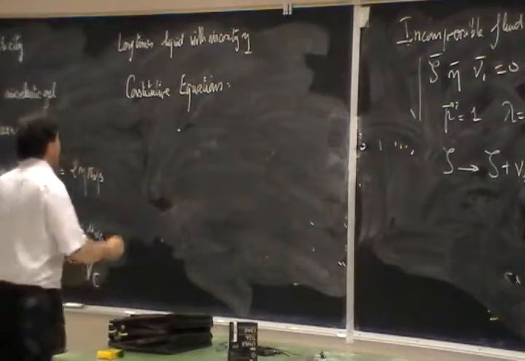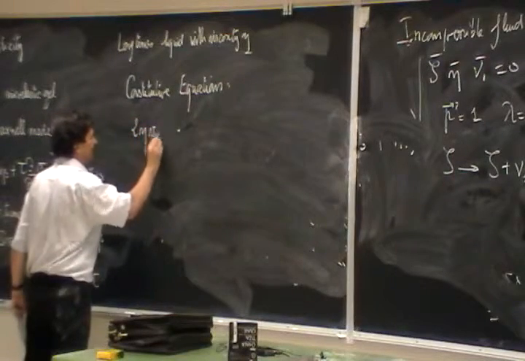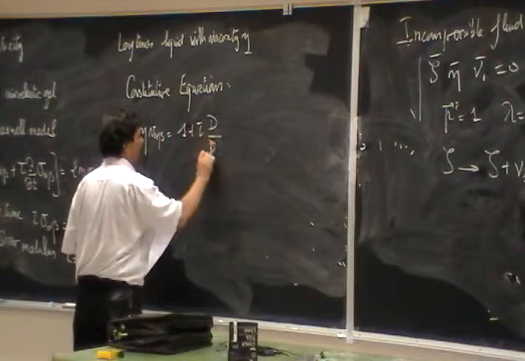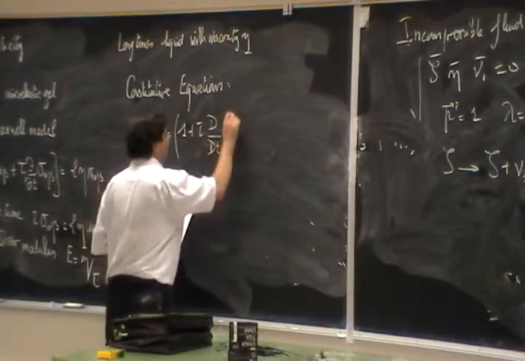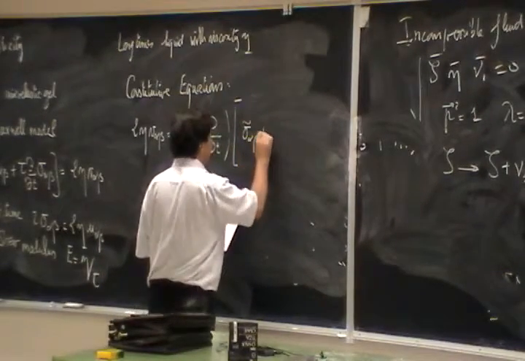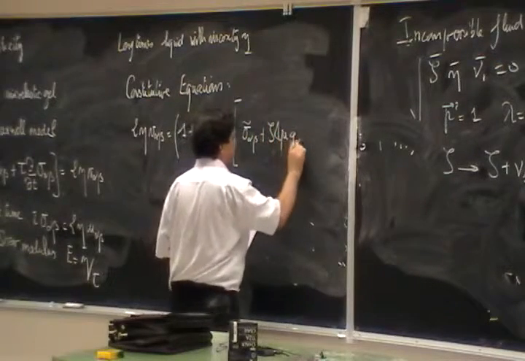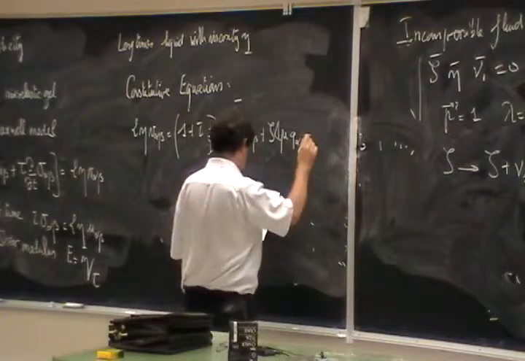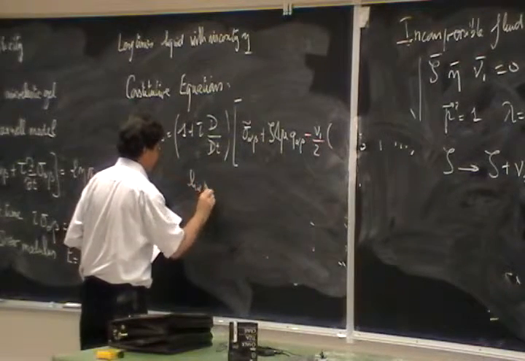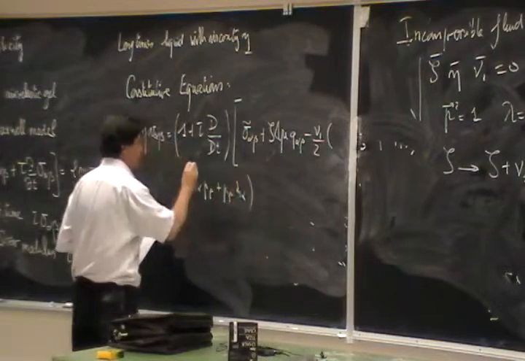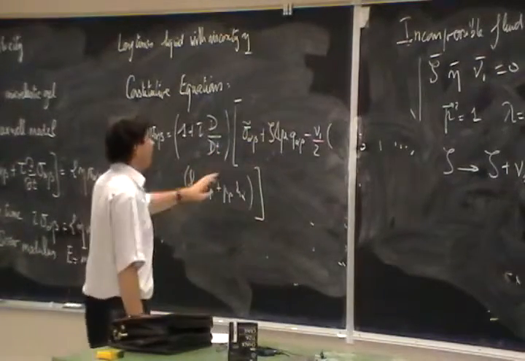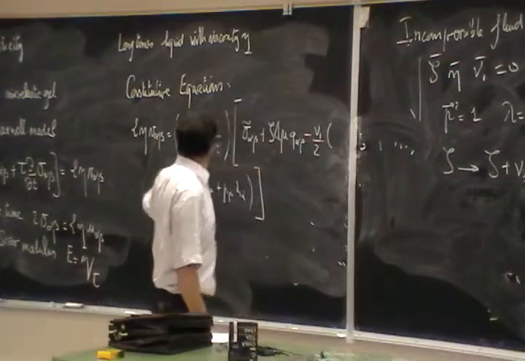I write the equation for the stress, which is 2 eta d alpha beta. This is the equation relating the total stress, so the dissipative and the active part, to the velocity gradient.